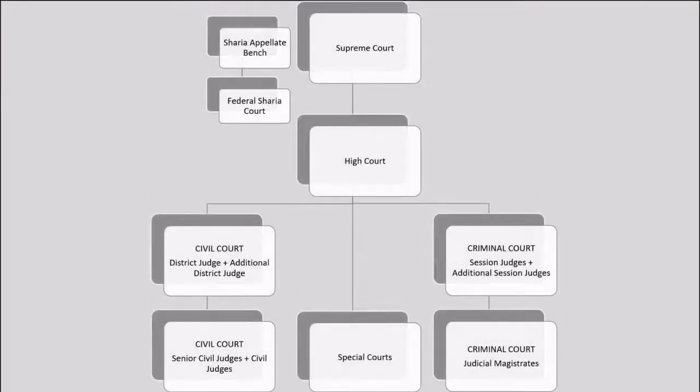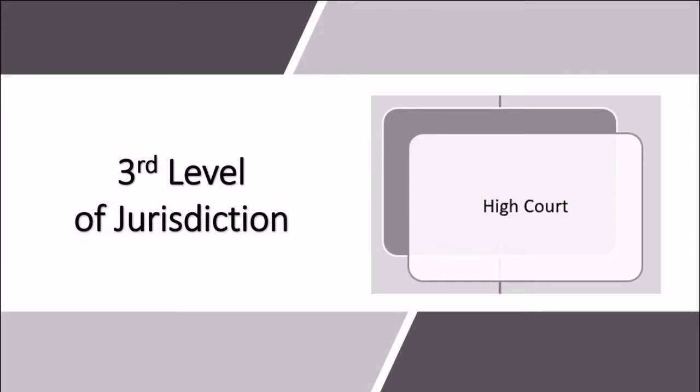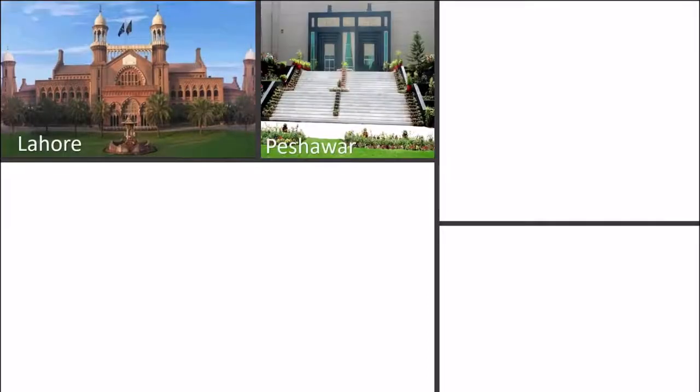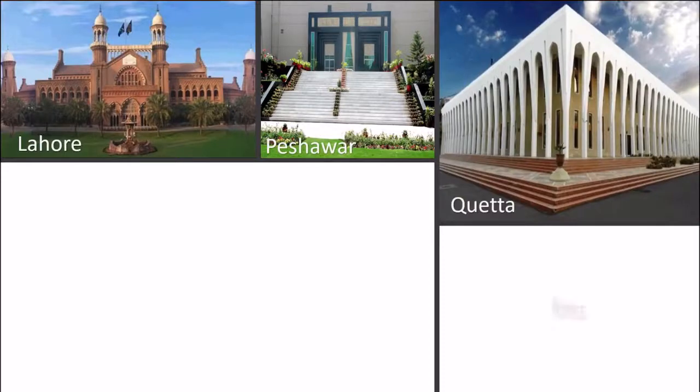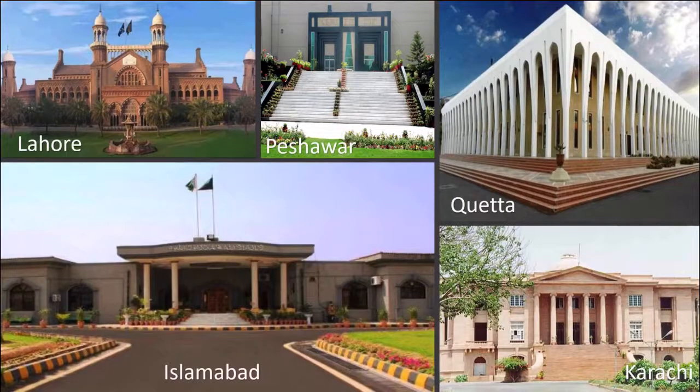The third level of jurisdiction is the high courts. In Pakistan, there is one high court in each province, one in Lahore, one in Peshawar, one in Quetta, one in Karachi, and one in the federal capital, Islamabad. These courts are appellate courts which supervise the decisions of all the courts subordinate to them.